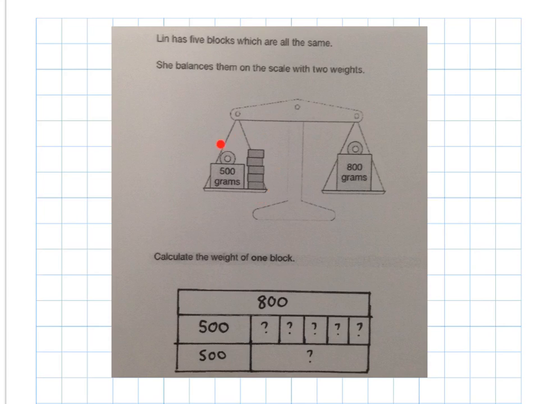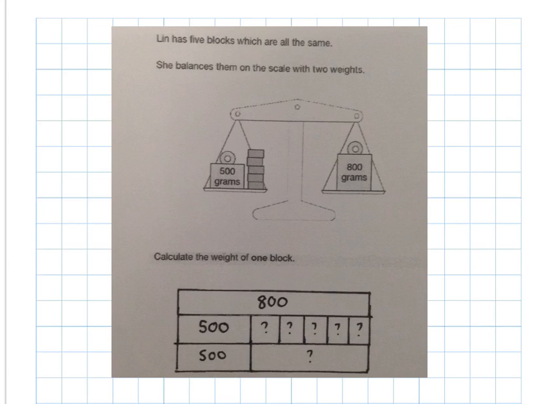That when they're balanced, we've got these here, we've got 500 grams, and these 1, 2, 3, 4, 5 blocks, and then we've got 800 grams on this side. So I'll draw my bar model. That's my 800 grams, that's my whole amount that I know what it is. And that is made up of 500 grams and 1, 2, 3, 4, 5 blocks.